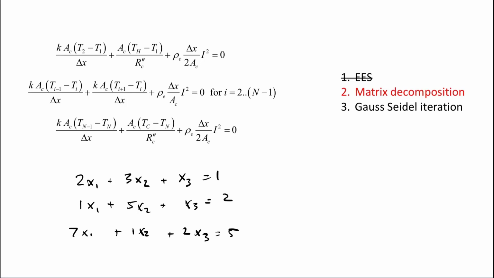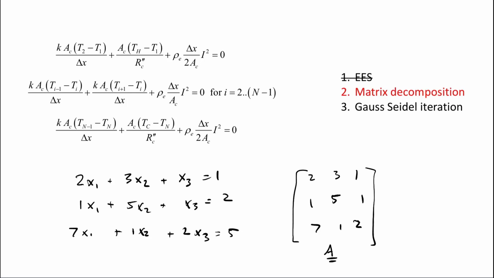From your prior coursework, you should maybe recognize that we have 3 variables here, each of them in their own column. We can take the coefficients on those variables and put them in a matrix, and we'll call that matrix A. So A would be 2, 3, 1, 1, 5, 1, 7, 1, 2. And this is our matrix A. We denote that it's a 2-dimensional matrix with the double underline.